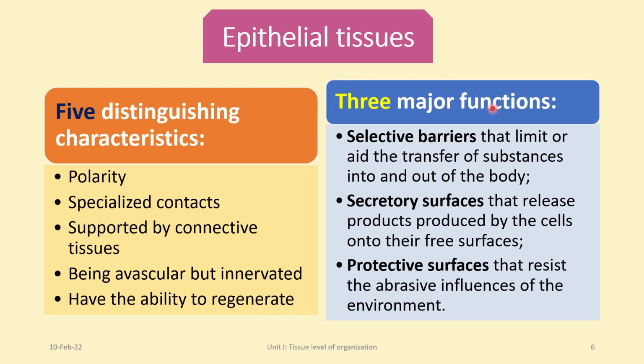So they have 3 major functions. First, they act as selective barriers, which limit or aid the transfer of substances into as well as out of the body. Second, they act as secretory surfaces, which are responsible for releasing products which have been produced by the cells onto their free surfaces. And third, they act as protective surfaces so that they can resist the abrasive influences of the environment, for example, any toxic chemical, any bacteria, any shock. So the 3 major functions, to reiterate, they act like a barrier, they're responsible for secreting, and they are also a protective surface or lining.